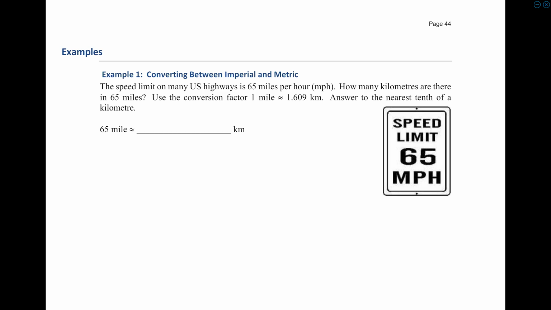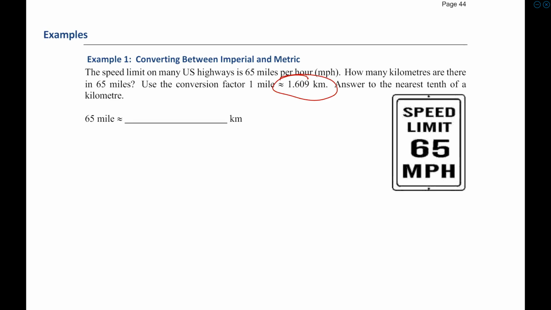Let's figure out what approximately 65 miles per hour is. So we have this conversion rate of 1.609 kilometers per 1 mile. So if 65 miles times 1.609 kilometers per 1 mile, we end up with miles canceling, so 65 times 1.609.